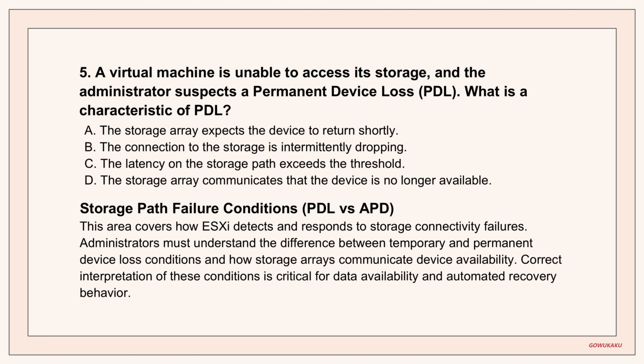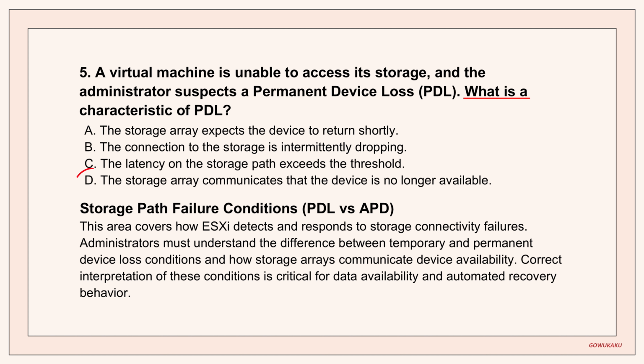Makes sense. And speaking of storage, we really need to talk about failure differentiation. There's a huge high-stakes difference between a temporary connectivity drop and a terminal one. We're talking about permanent device loss, or PDL. Right, which is much more severe than something like APD, all paths down. Way more severe. So what's the fundamental characteristic that defines PDL? What makes it different? It's the communication. PDL is defined by the storage array explicitly telling the ESXi host that the device is no longer available. That's the key. It's not a silent failure. No, it's the storage system basically waving a white flag and sending a definitive signal that it's gone.